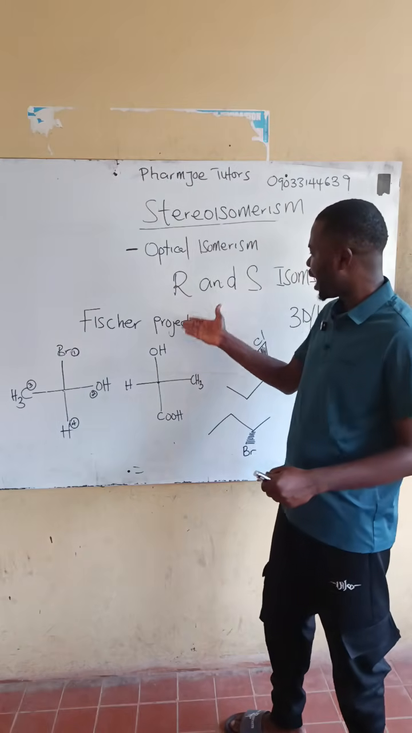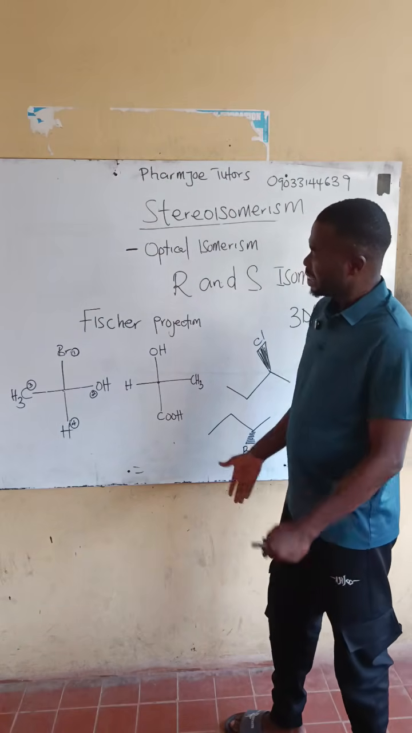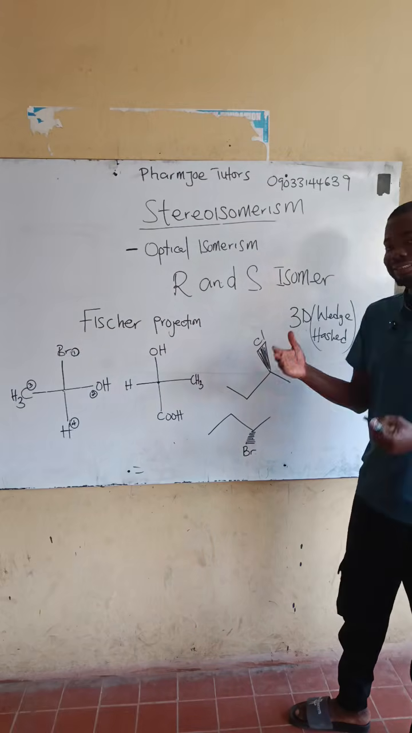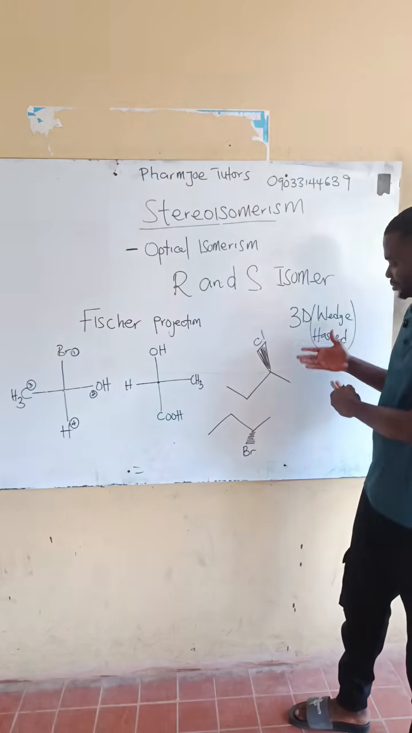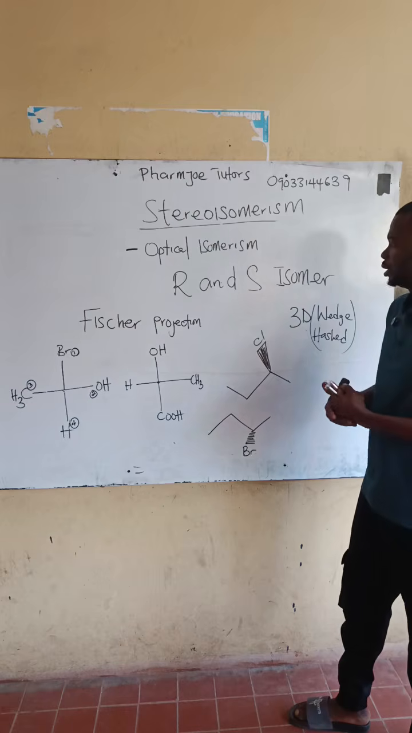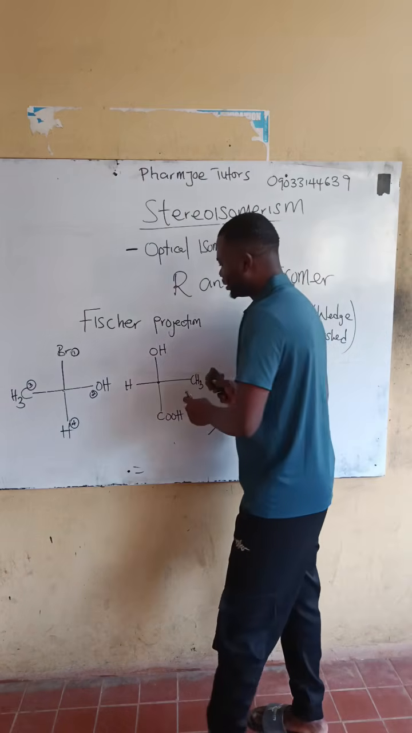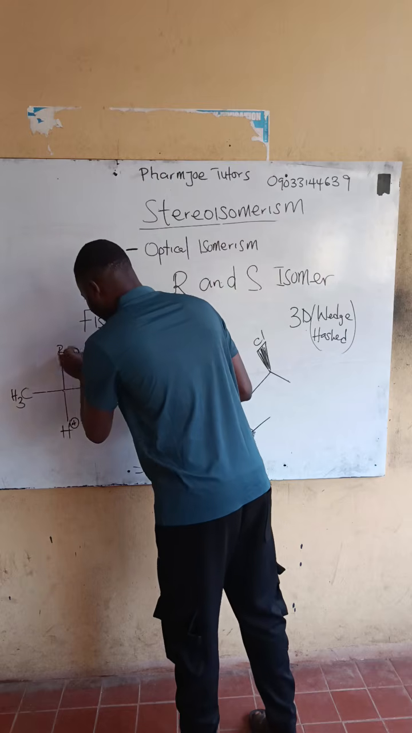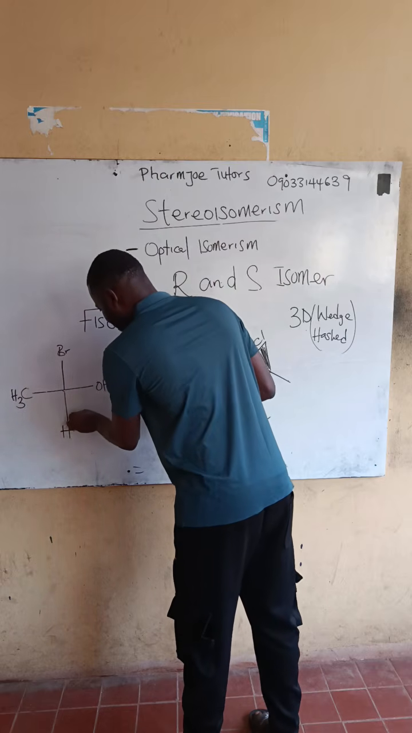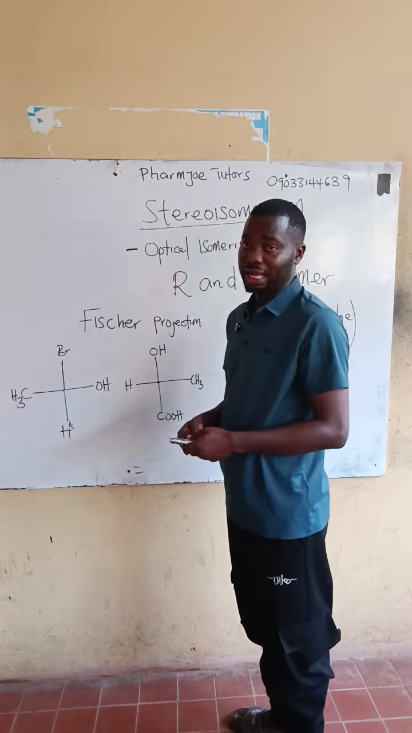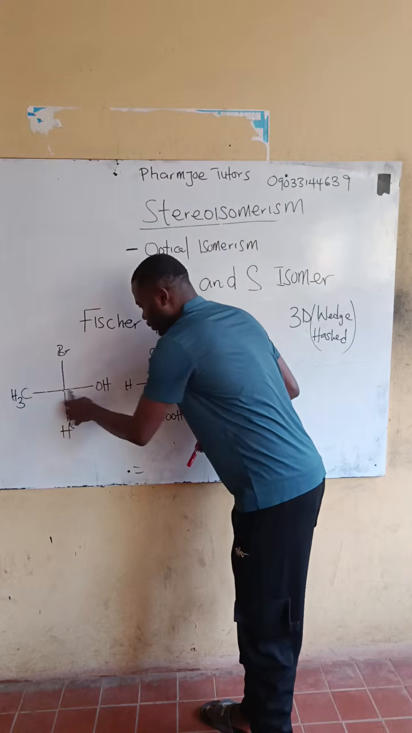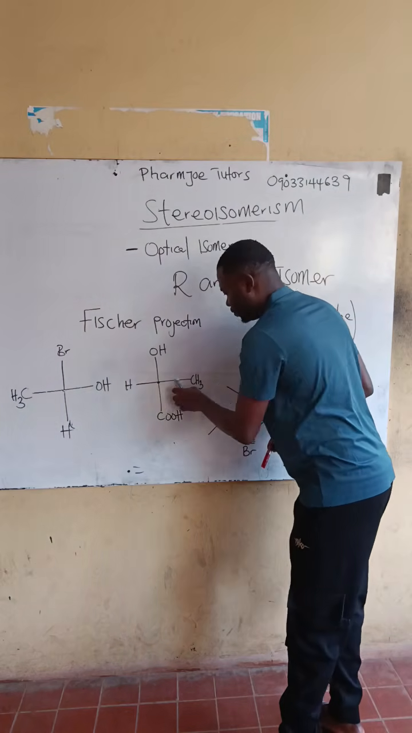So I said if they ask you to assign R and S, they must either write it in a Fisher's projection or they write it in a 3D manner formula so that you can assign your R and S. So how do we go about it on a Fisher's projection? Very simple. Let me teach you. Now, how does a Fisher's projection look like? In a Fisher's projection, we have vertical and we have horizontal.